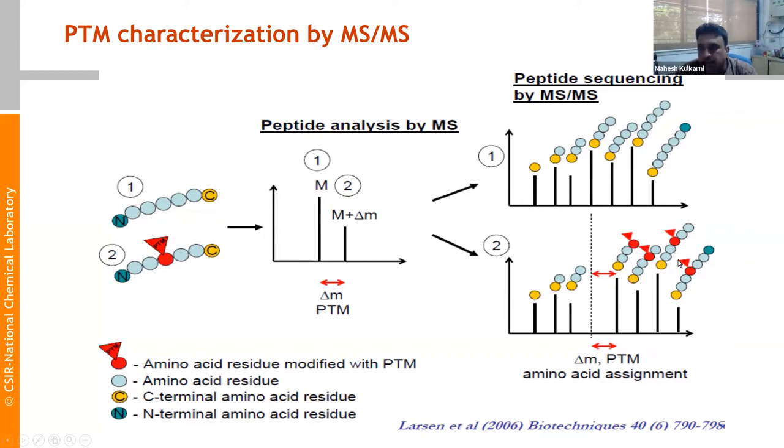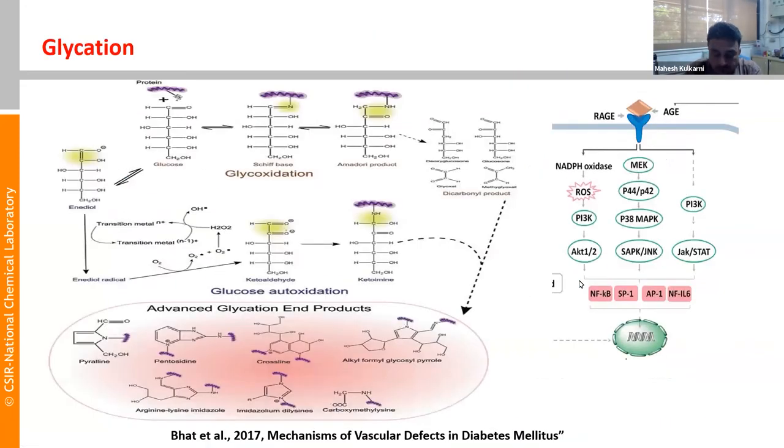They show an increase in mass corresponding to the PTM. So the mass spec can also be used to characterize the PTM, as well as locate exactly which residue is modified. Okay, so I'll show you a couple of examples.